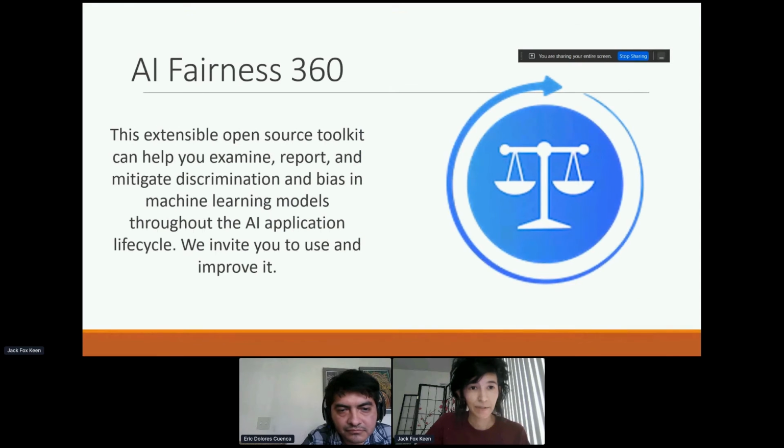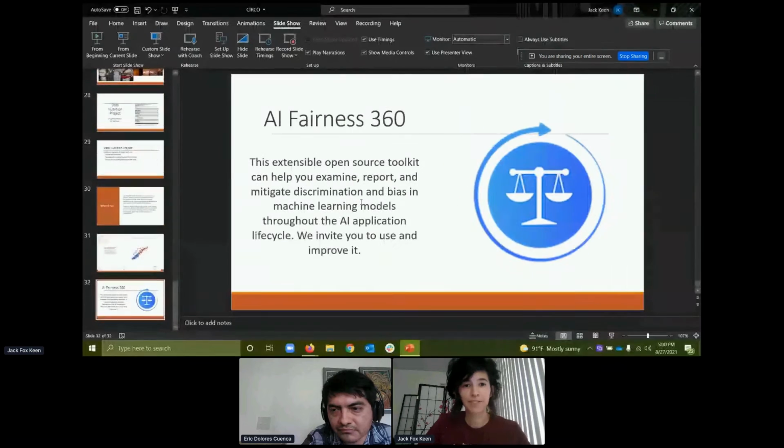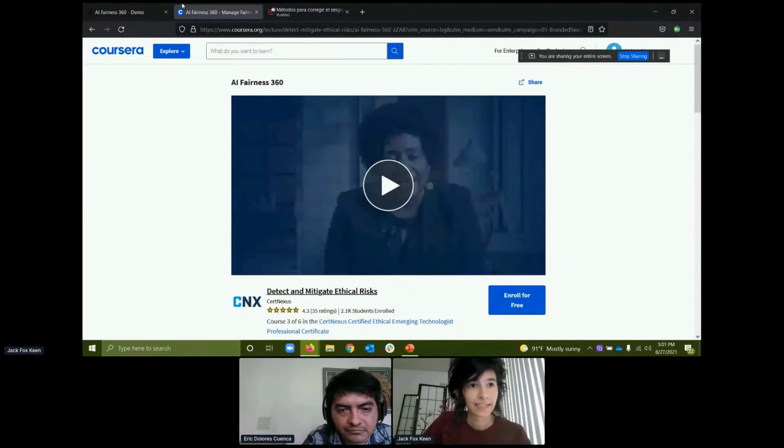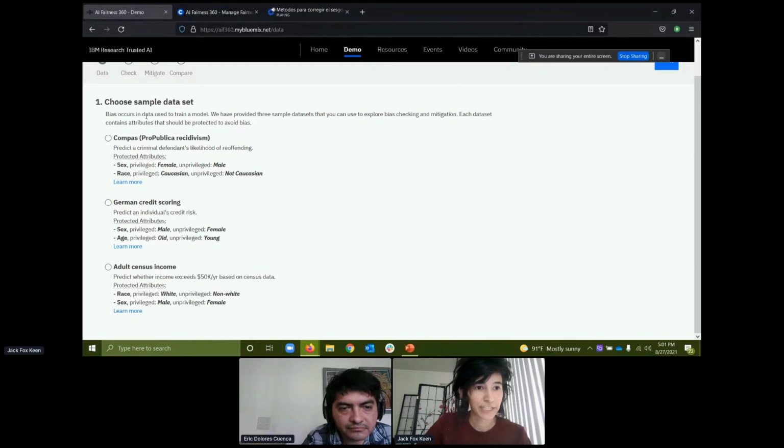And then we also have the AI Fairness 360. So this is an extensible open source toolkit that can help you examine, report, and mitigate discrimination and bias in machine learning models. And so this was developed by IBM. They have a demo here where you can choose a sample data set. So let's, for example, use German credit scoring. And so this will predict an individual's credit risk.